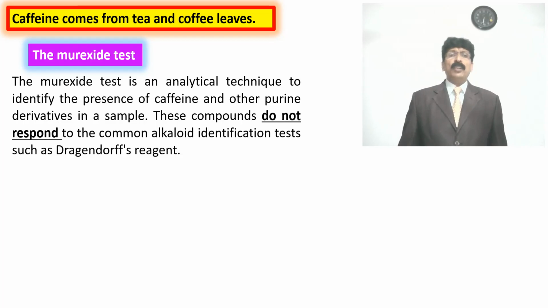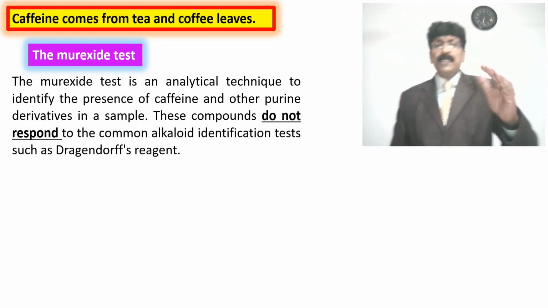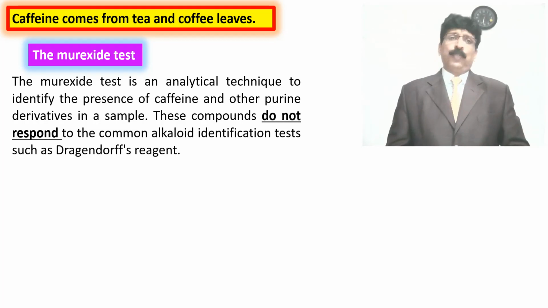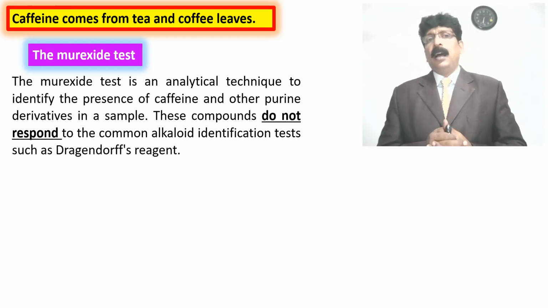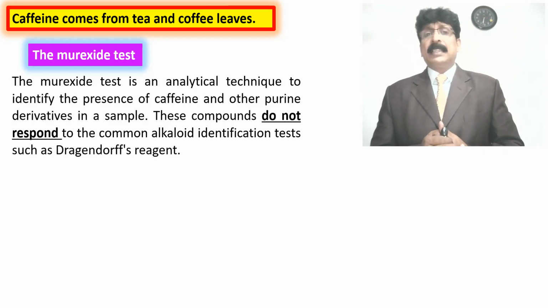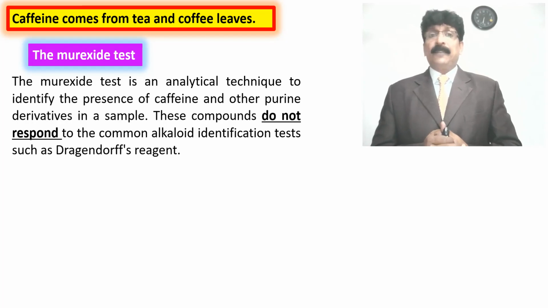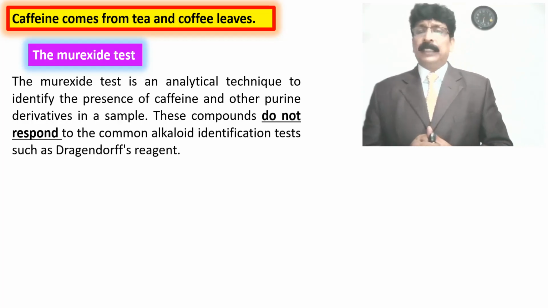Now we are to talk about the next alkaloid test, the murexide test, for caffeine. It comes from tea and coffee leaves. They have a structure related to xanthine derivatives actually. They are also purine basic alkaloids, purine derivatives. They do not give the common alkaloid tests which we have seen, the four tests like Dragendorff's reagent, Wagner's, and Mayer's reagents will not give any positive result for this caffeine.